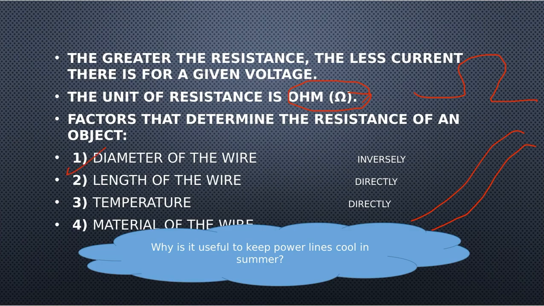Number one is the diameter of the wire. Diameter is inversely proportional to the resistance. If the diameter is wider, so the resistance will be less. What is the meaning of resistance? The number of charges that will flow through this wire. Imagine that you have 2 wires, one thick wire and one thin wire. Which one will allow more charges to move?